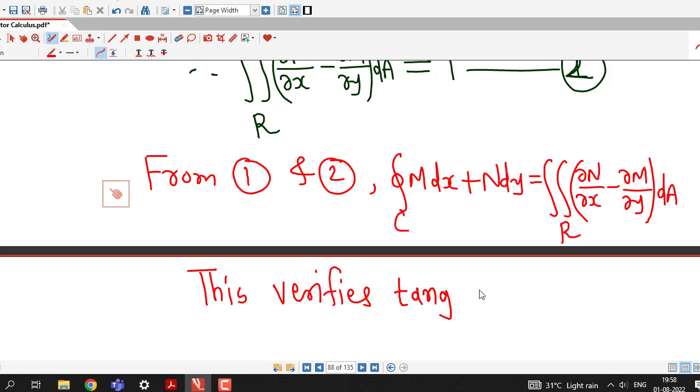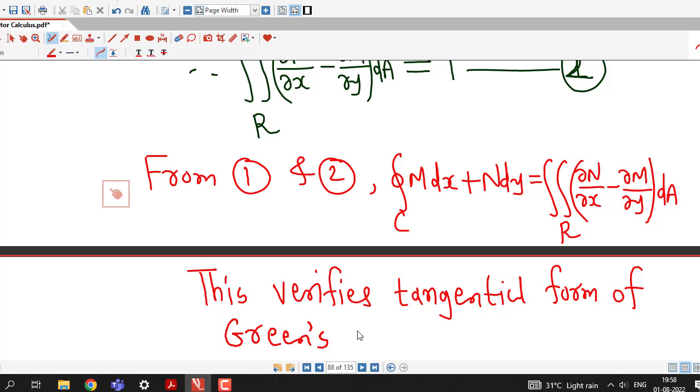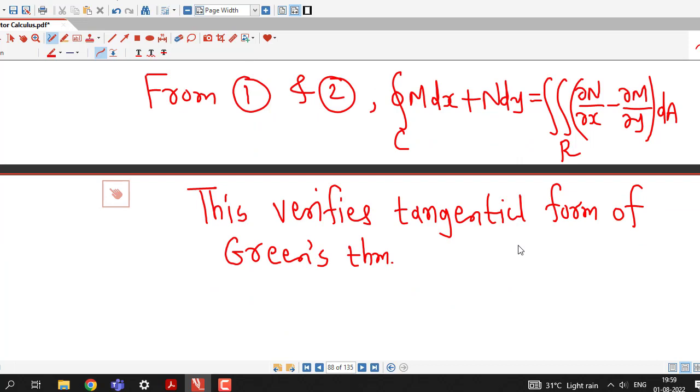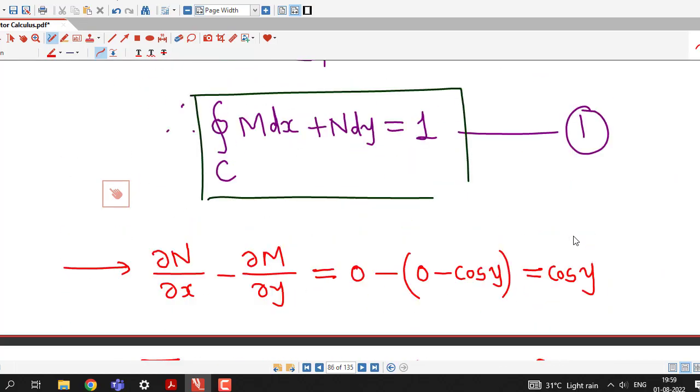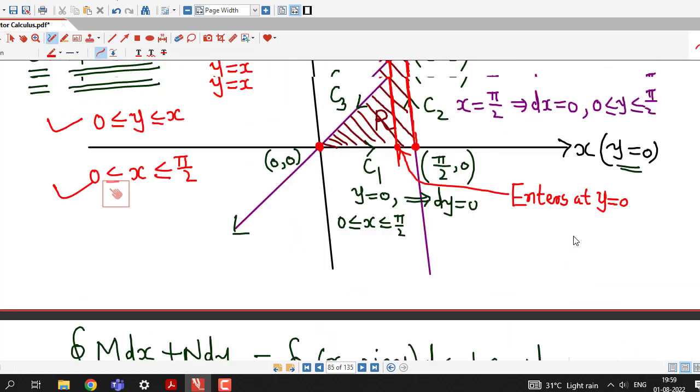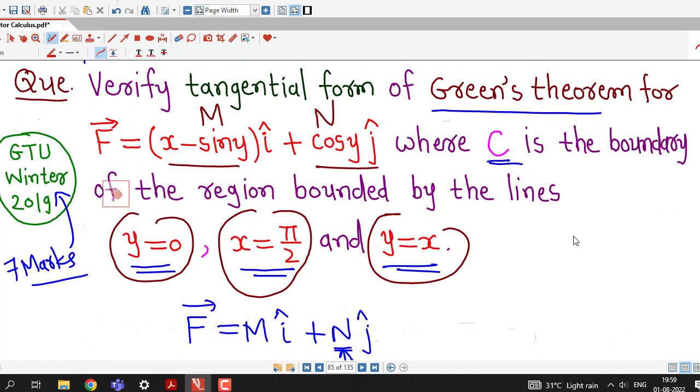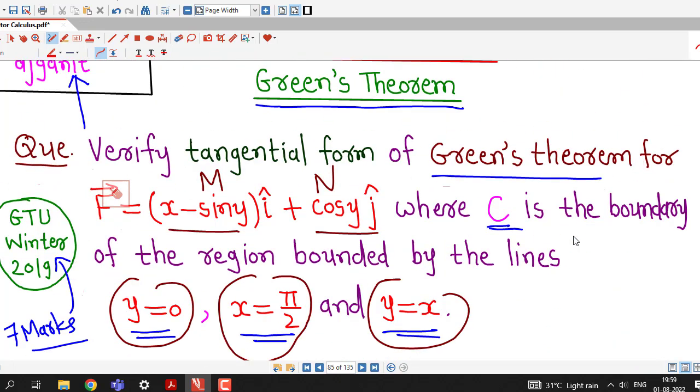So they can ask you to verify Green's theorem either in tangential form or normal form. So whatever form they ask you to verify, you should find out line integral as well as double integral. If they don't specify which form you have to verify, then you should go for tangential form. So whenever it is specified, you should use specified form of Green's theorem. If nothing is specified, we will go for verifying tangential form of Green's theorem.